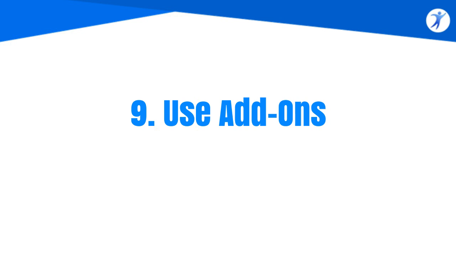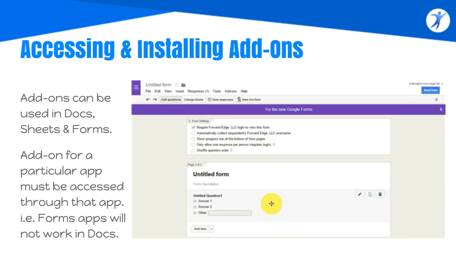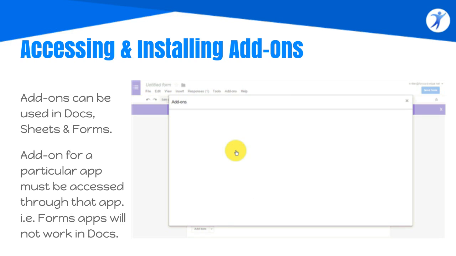And the last tip that we are going to talk about today is add-ons. And add-ons are a lot like extensions, but they work inside of Docs, Sheets, and Forms, and essentially they add functionality to those particular applications. So to use add-ons, when you are in Docs, Sheets, or Forms, you'll see Add-ons up at the top, and then you'll click that, and then you'll scroll down to get add-ons.